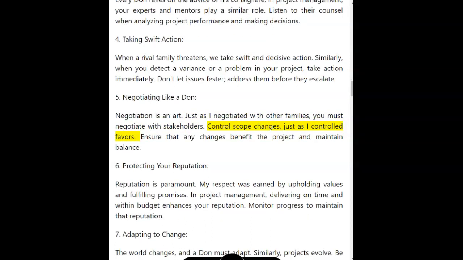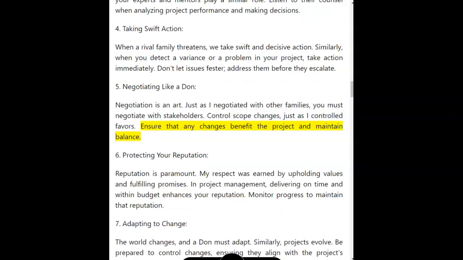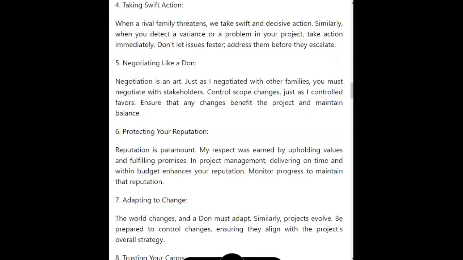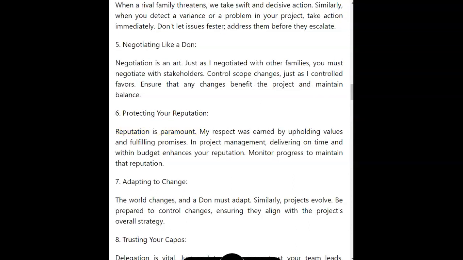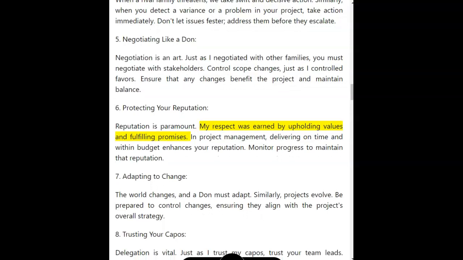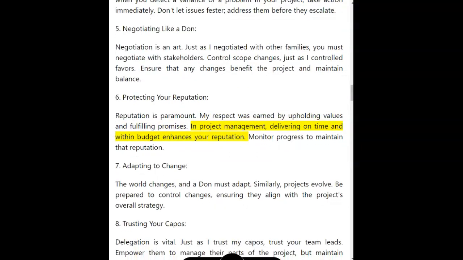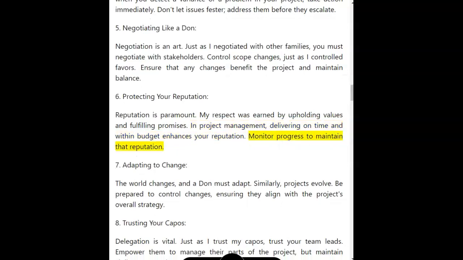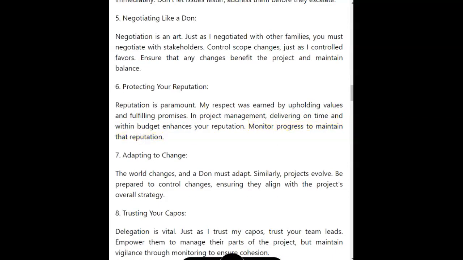Control scope changes, just as I controlled favors. Ensure that any changes benefit the project and maintain balance. 6. Protecting your reputation. Reputation is paramount. My respect was earned by upholding values and fulfilling promises. In project management, delivering on time and within budget enhances your reputation. Monitor progress to maintain that reputation.